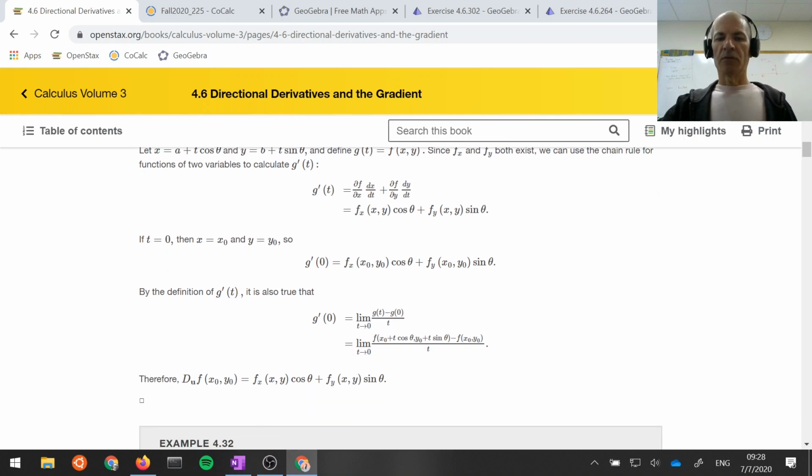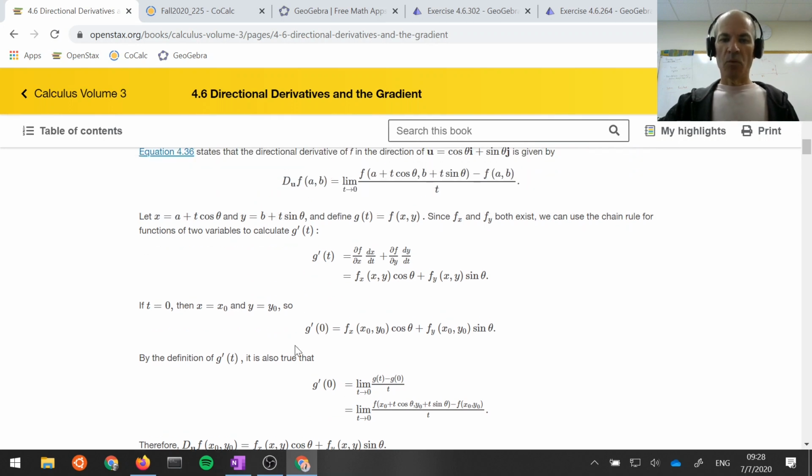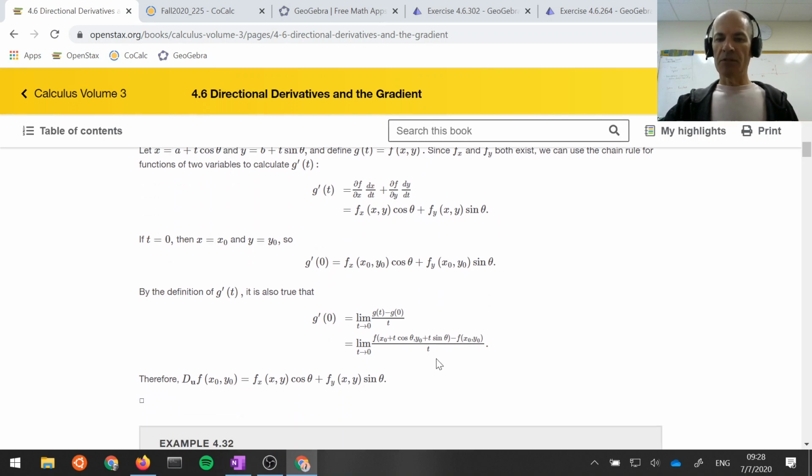On the other hand, if we look at the derivative of g at 0 using the definition of the derivative, we end up with exactly the directional derivative D_u f at (x naught, y naught). So on the one hand, g prime of 0 is equal to this by the chain rule. On the other hand, g prime of 0 is equal to this by the definition of the derivative. Putting the two together, we get that the directional derivative is really just this simple expression.